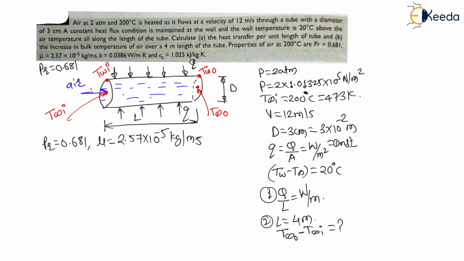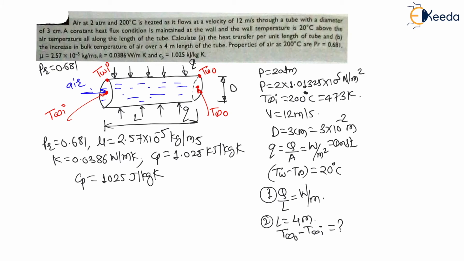Again, after dynamic viscosity, they have given thermal conductivity in watt per meter Kelvin. Therefore, thermal conductivity K is nothing but 0.0386 watt per meter Kelvin, and specific heat at constant pressure Cp is also given as 1.025 kilojoule per kg Kelvin. So this Cp will become 1025 joule per kg Kelvin. If I convert kilojoule into joule, I have to multiply with 1000. Right? These values are given, and they are asking heat transfer per unit length.